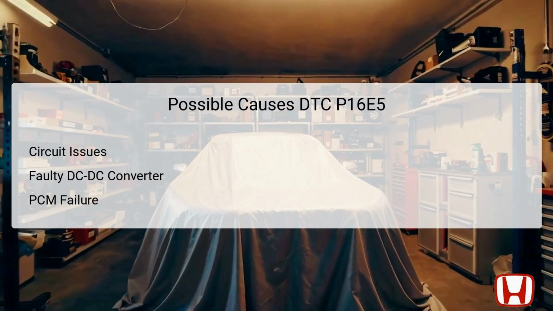First, circuit issues may exist, including open or shorted wires in the LIN communication circuit connecting the PCM and DC-DC converter. A fault in the DC-DC converter itself can also lead to communication failures, causing the PCM to assume there is an issue. Additionally, the PCM could potentially be malfunctioning, resulting in an inability to correctly identify or process signals from the DC-DC converter. Thus, careful inspection of both the electrical connections and the components involved is crucial for accurate diagnosis.